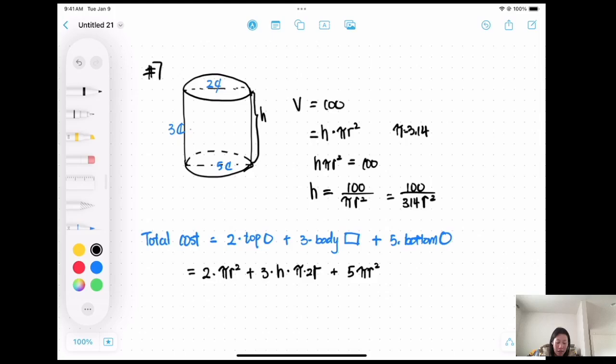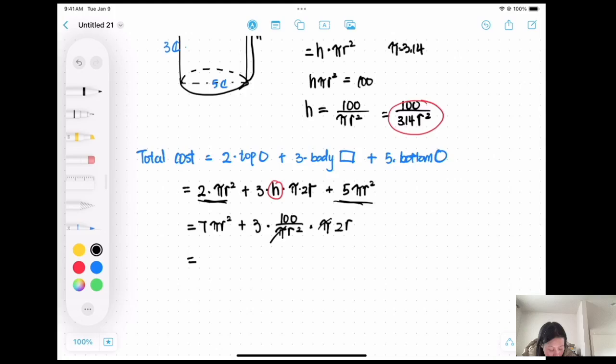Now let's merge the like terms. Also replace the h with 100 divided by 3.14 r squared, or maybe keep it pi. Either way, we can keep it pi. So these two are the like terms. So we have 7 pi r squared plus 3 times 100 over pi r squared times pi 2r. Now simplify everything. Pi and pi cancel, r and r squared, we can get rid of one of the r. Then we have 7 pi r squared plus 600 over r.